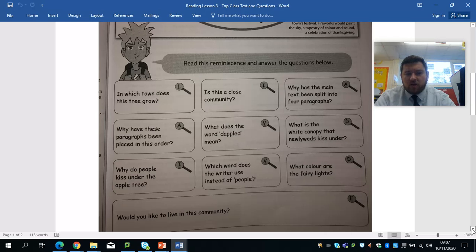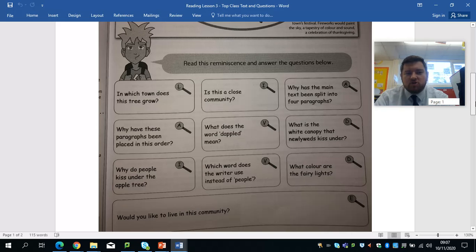The third one along has an A in the corner, which means it's about authorial choice. Why has the main text been split into 4 paragraphs? So that's what I was alluding to before. Why has the author organised the text the way they have? Question 4, again, a very similar question. Why have the paragraphs been placed in the order they are? You should be able to work that out. Look very carefully at the start of each paragraph.